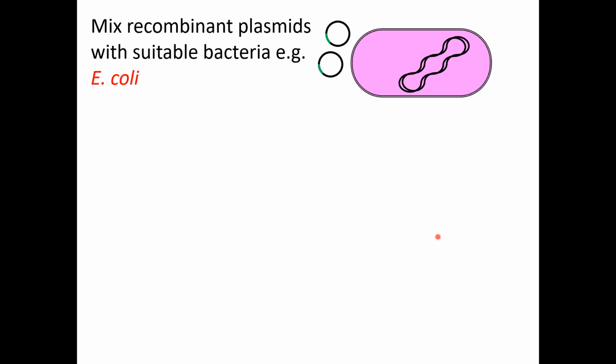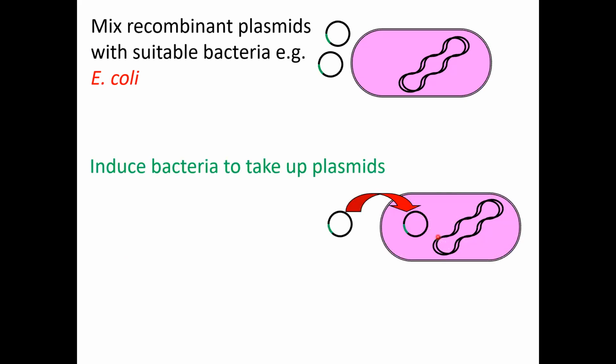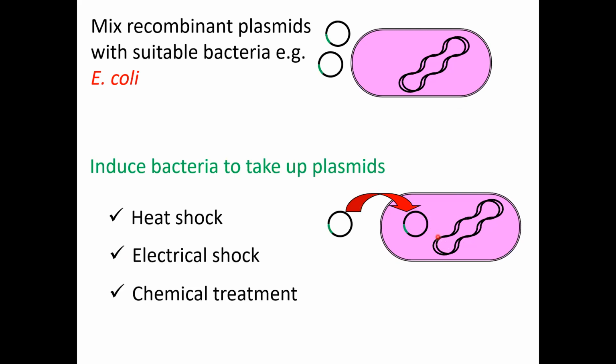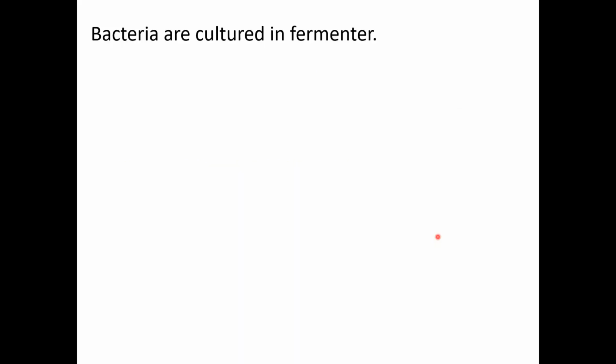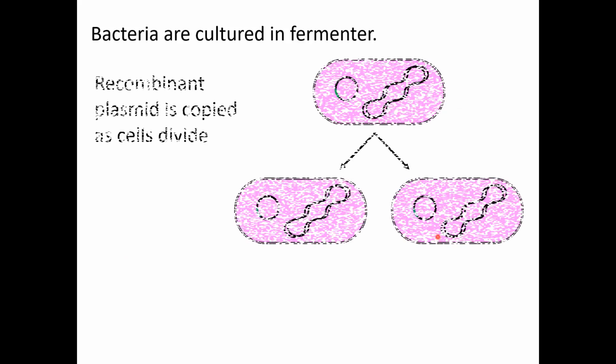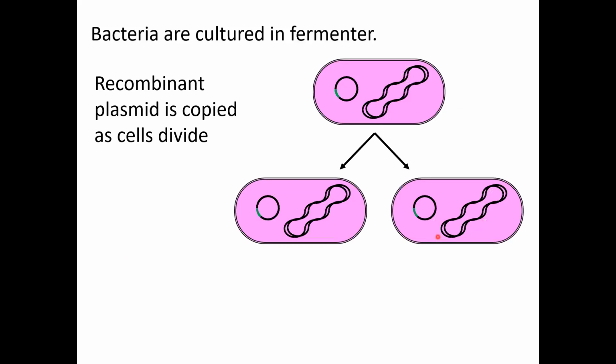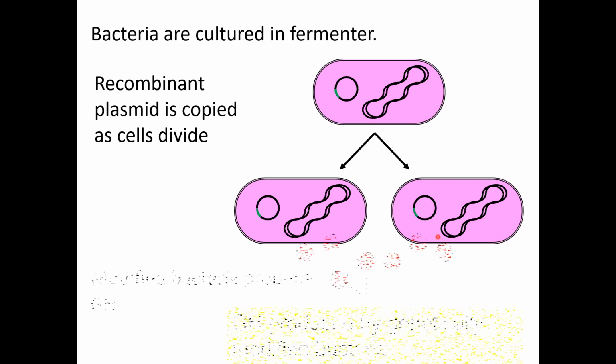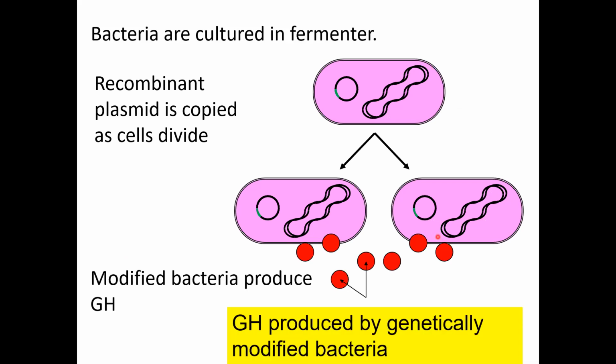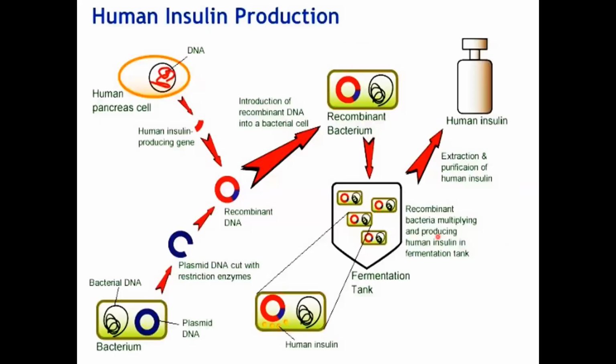Now I am going to insert that recombinant plasmid into the E. coli with the help of heat shock, electric shock, or the chemical treatment. Then that is being cultured in the fermenter. Whenever they are going to multiply, the required growth hormone or the insulin can be collected. That is a pictorial diagram for that.